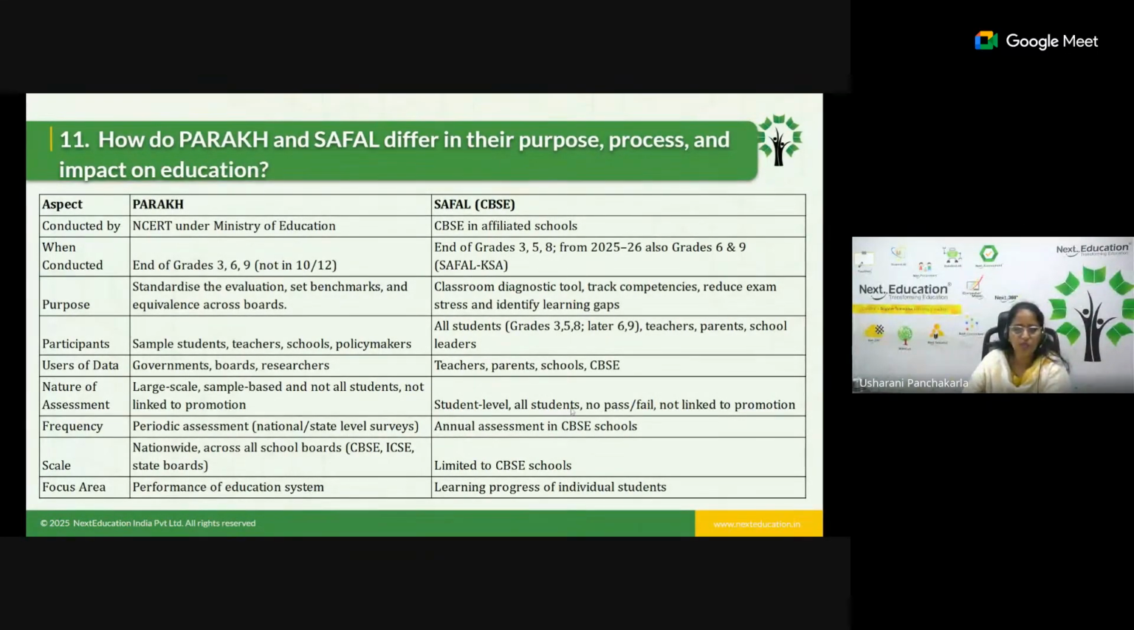Here SAFAL is student level, all students, no pass or fail. It is also not linked to the promotion of the student from one grade to another. Frequency is periodic. It can be weekly, it can be monthly. It is all set. Whenever the student wants to log in, he can do.